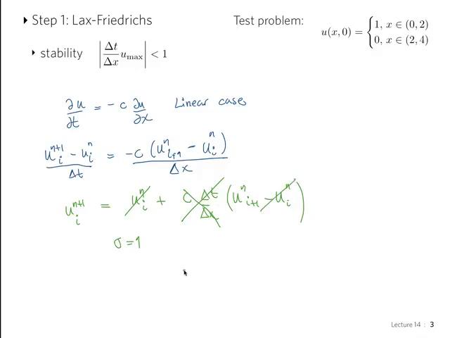This is what I wanted to show. We've got u at i plus 1. So the solution is going that way, so this should be i minus 1. This is why I've got it wrong. It's i minus 1, right?